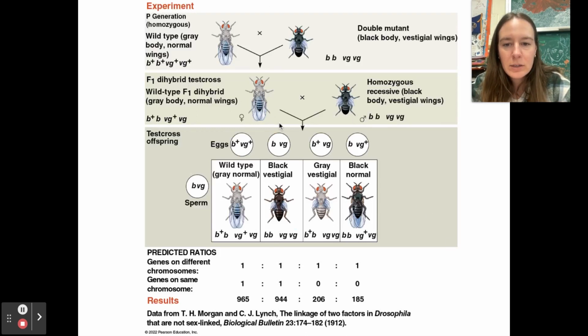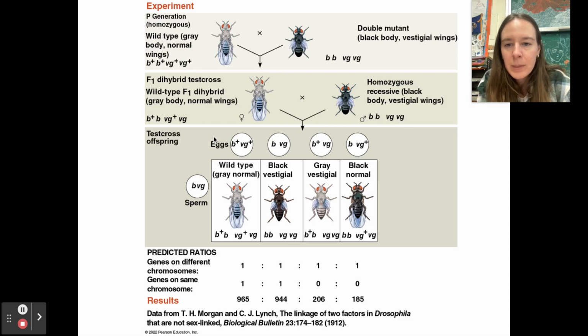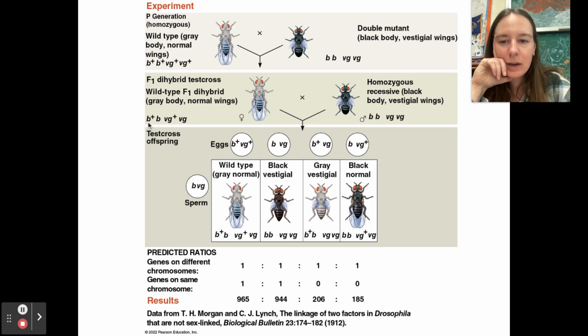Now when you cross your heterozygous hybrid with your homozygous recessive for both genes, here's what you're going to get. Here's the father. The father can only donate little b and little vg, so it has to donate the mutant alleles. The sperm can only be this genotype. But the mom could make this, or this, if you do your FOIL like we did in class.